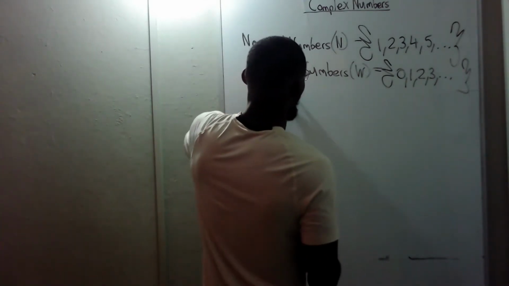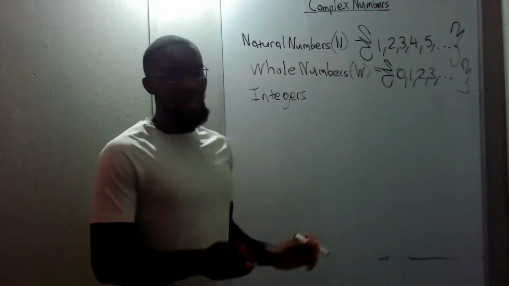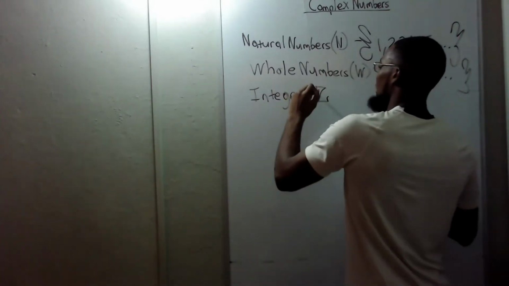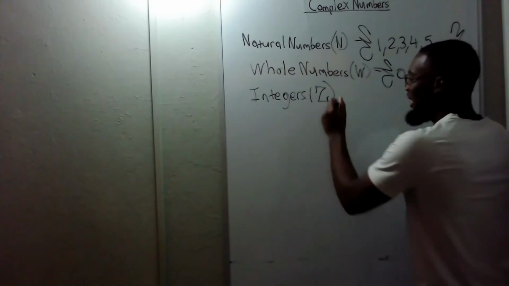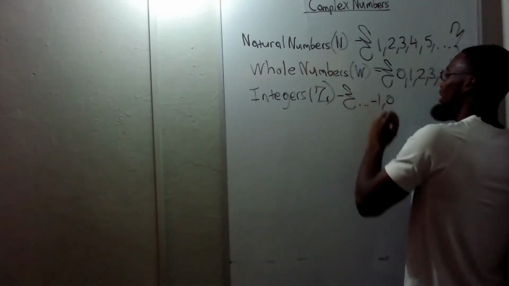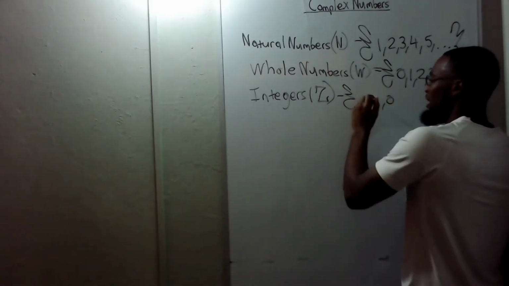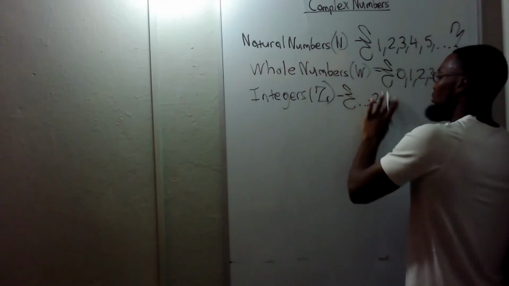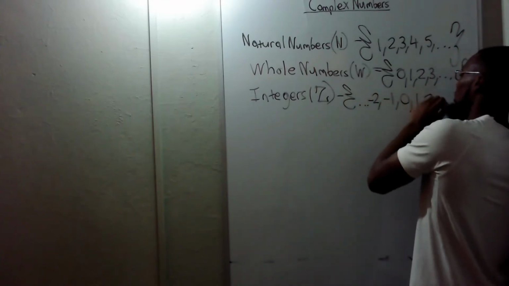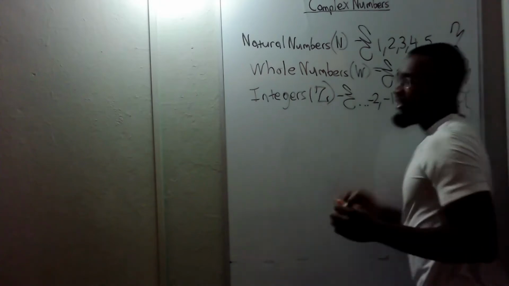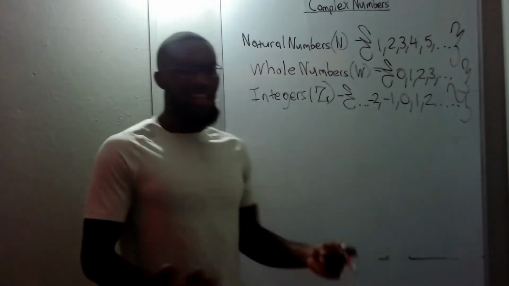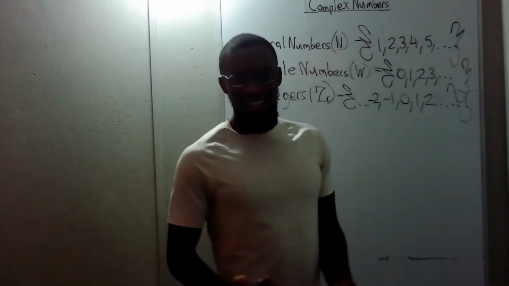Integers are not denoted by I, but denoted by Z. Integers are positive and negative whole numbers: starting from negative 2, negative 1, 0, 1, 2, and the dots just mean continuing. So those are integers. Then what next did we learn?